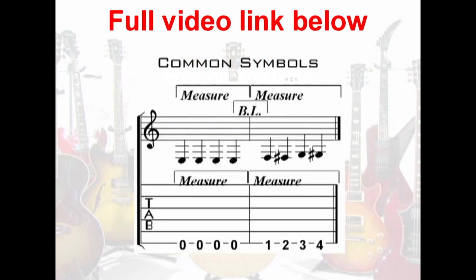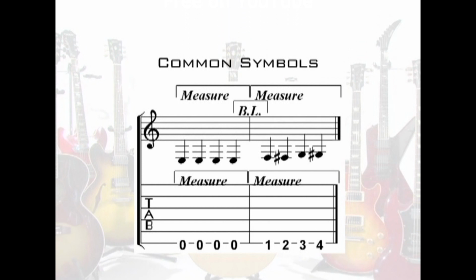Bar lines are the vertical lines that divide tablature and staff music into sections. A measure is the space between bar lines. This section includes a comprehensive look at the fundamentals of the guitar. I am of strong belief that musicians should know their instruments, and you as a guitarist should know your guitar.